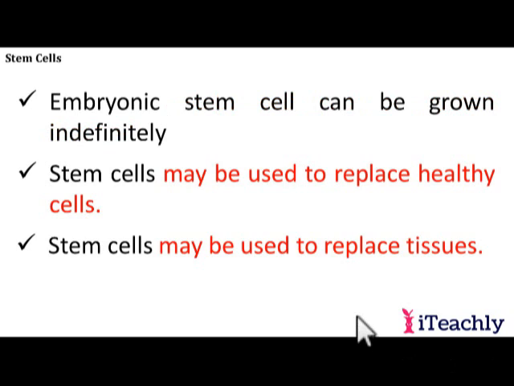And please copy all of these down. Embryonic stem cells, they can be grown indefinitely, meaning that if we get a strain of these embryonic stem cells, we can make more and more. They can be used to replace healthy cells, replace tissues. So please make sure you copy all of that down. I know it's a lot of writing.